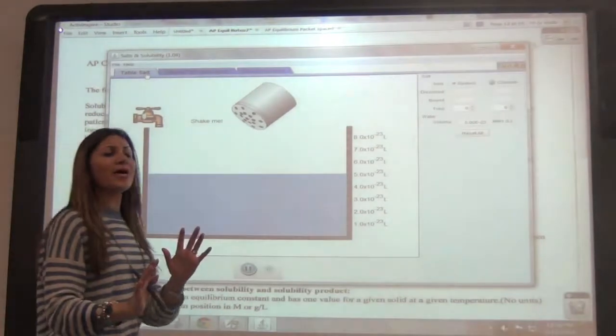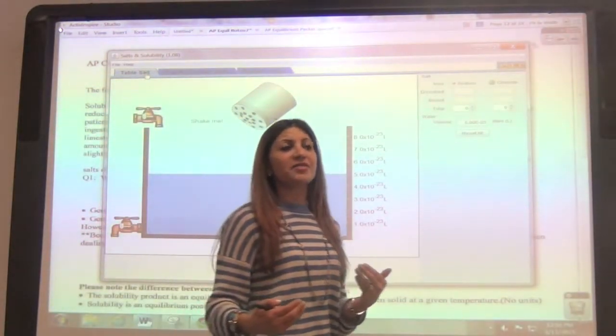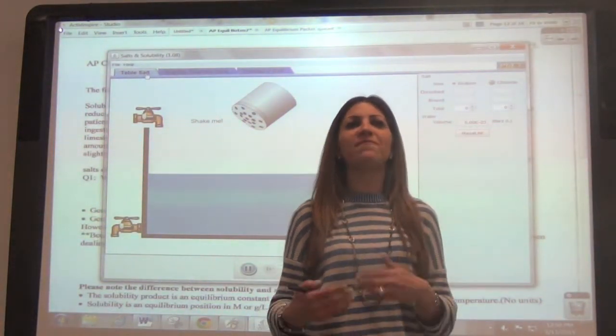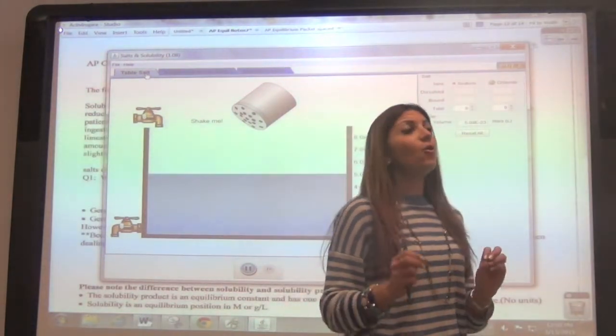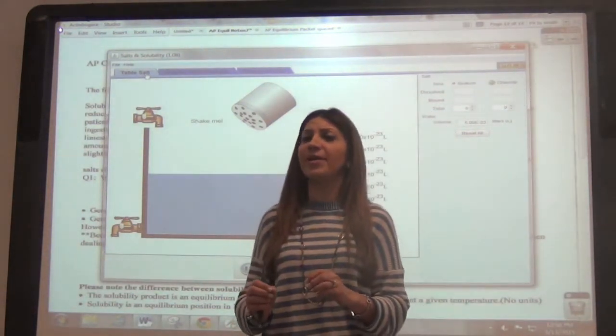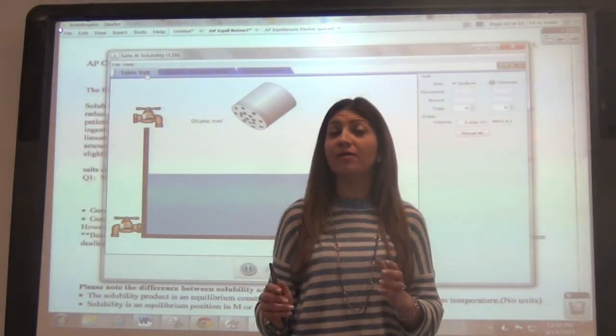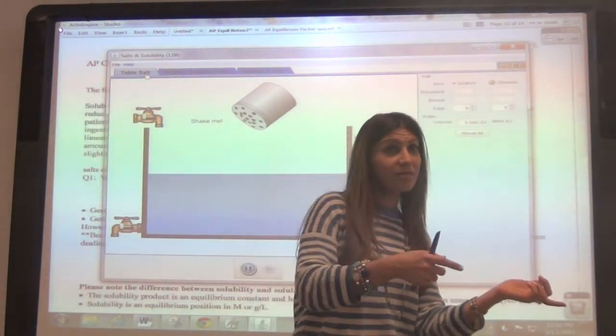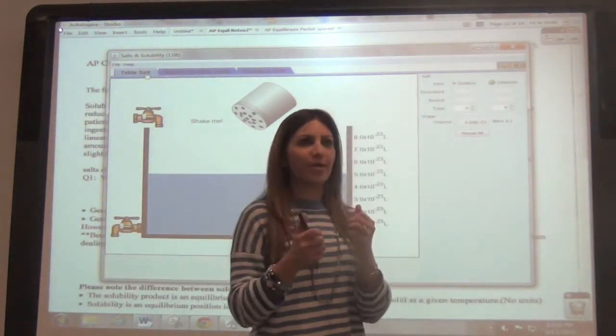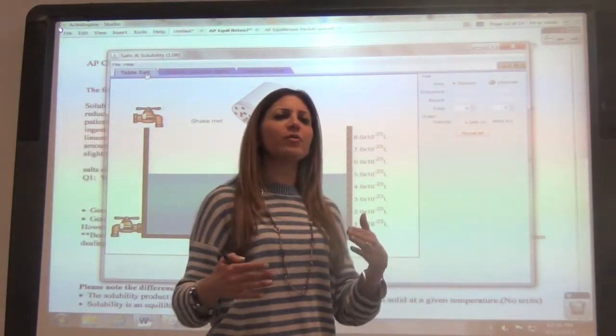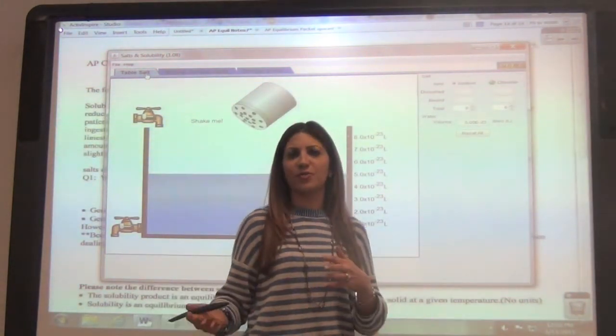Okay. Now keep in mind that equilibrium in K does not tell us anything about how fast the reaction is going. Instead, what does K tell us? It basically just tells us whether we are favoring products or favoring reactants at equilibrium. Awesome. Okay. So once you reach equilibrium, are you favoring the products or are you favoring the reactants?